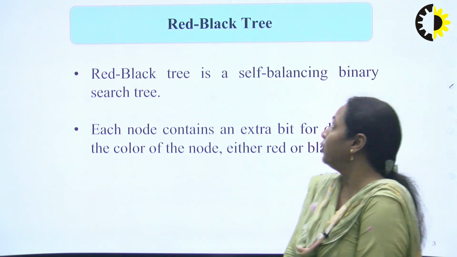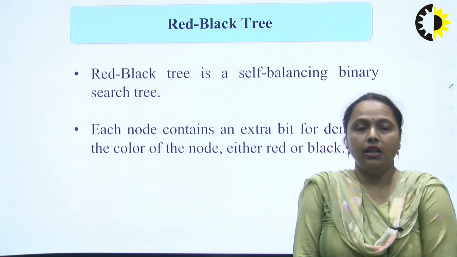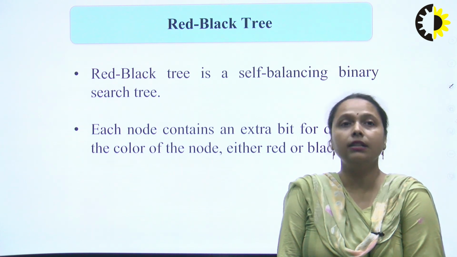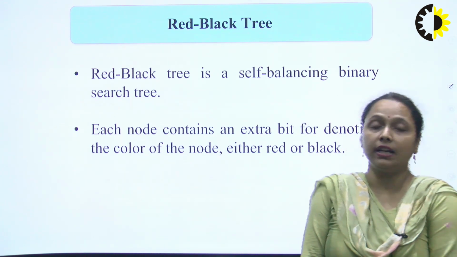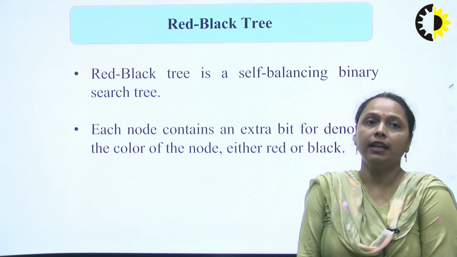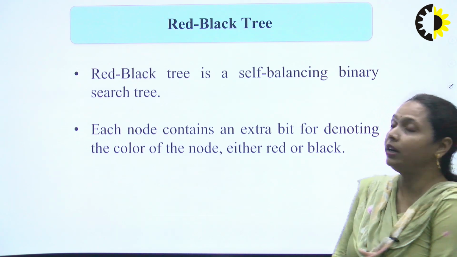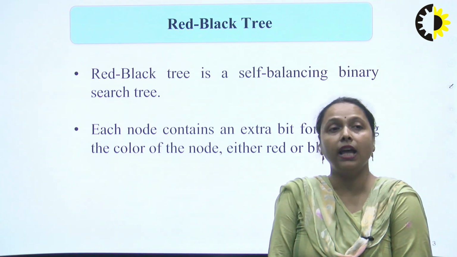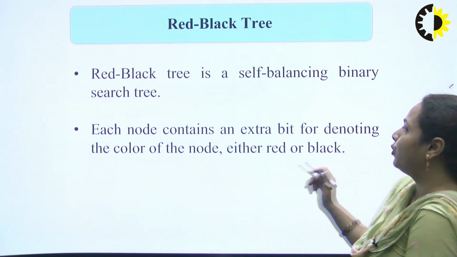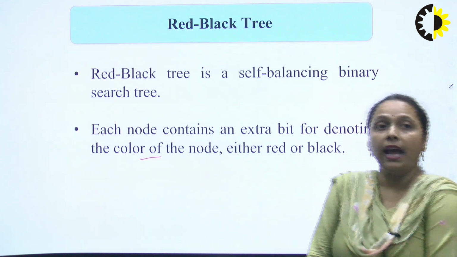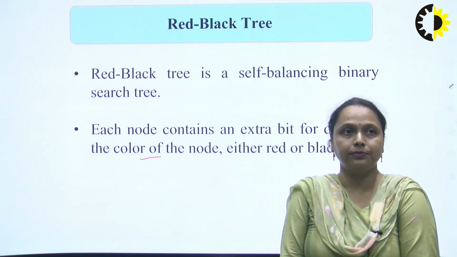Okay? So, first of all, what is red-black tree? Red-black tree is a self-balancing binary search tree. We have already learned binary search tree in data structures. Whatever is the property of binary search tree, that is, the parent node lies between the left child node and right child node. Similarly, red-black tree also follows the property of binary search tree along with the color of the node. In red-black tree, we have an extra bit for denoting the color of the node, and that is either red or black. That is why it is known as red-black tree.